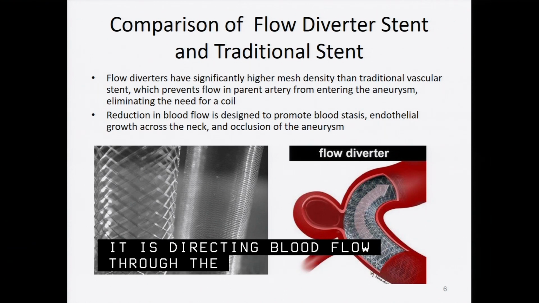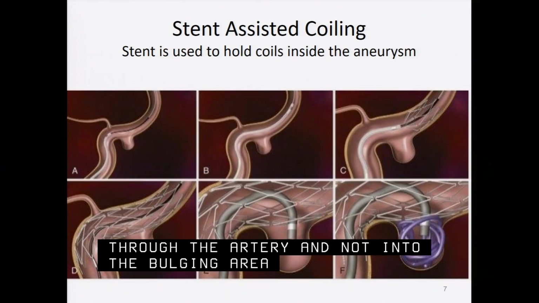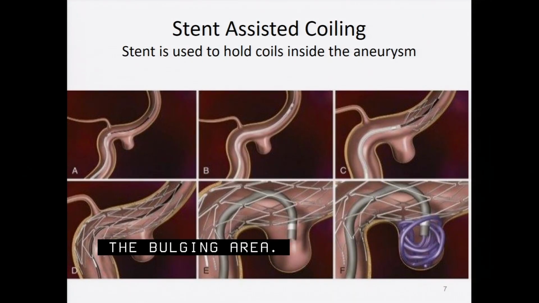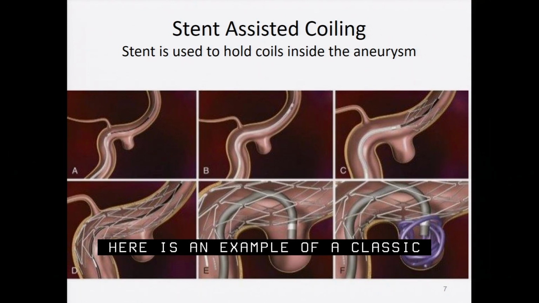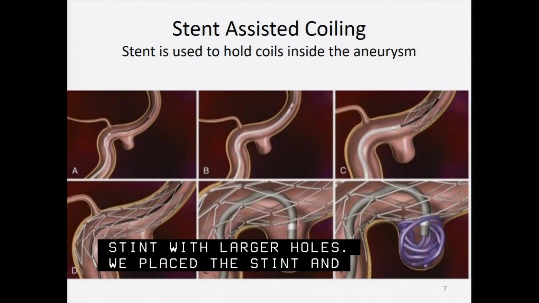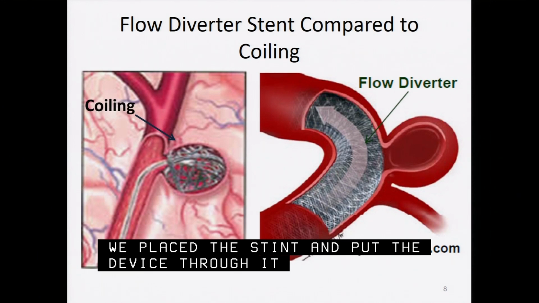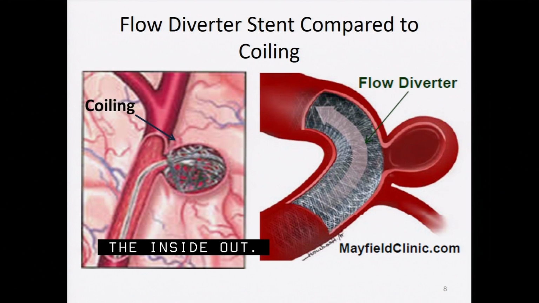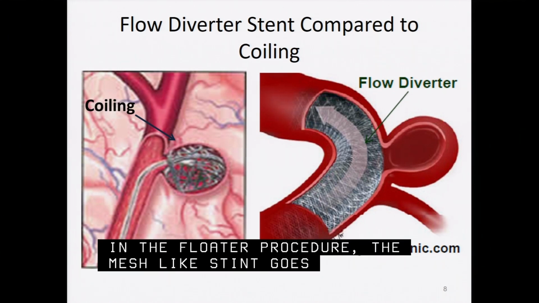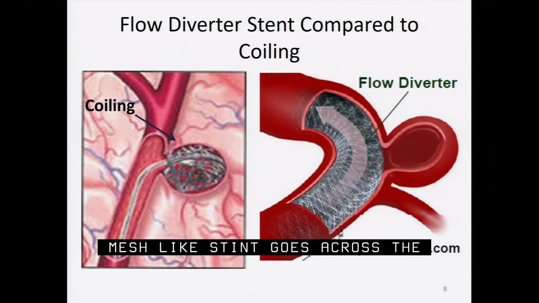By comparison, this is what a classic stent of the brain looks like, with much larger holes. This is used to go back through. We don't go through flow diverters. Here's an example of a classic stent with the larger holes. We place the stent, then we put a catheter through it, and we put coils inside of the sac itself to occlude it from the inside out. In a flow divert procedure, instead of putting the coils inside of it, the mesh-like stent is placed across the neck of the aneurysm, and over time, the aneurysm heals through the 2 mechanisms aforementioned.